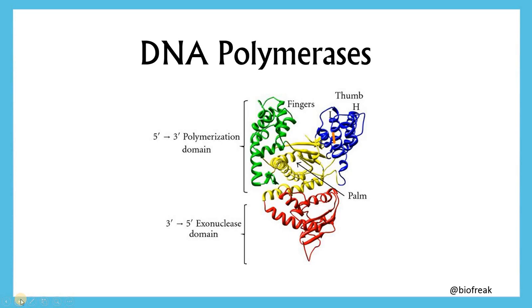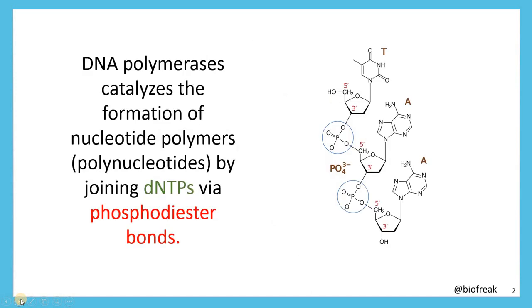Let's talk about DNA polymerases. DNA polymerases catalyze the formation of nucleotide polymers, that is polynucleotides, by joining deoxynucleoside triphosphates via phosphodiester bonds. So basically these are the nitrogen bases, and the nitrogen bases are on top of the sugar phosphate backbone, and the phosphates are linked by phosphodiester linkages.